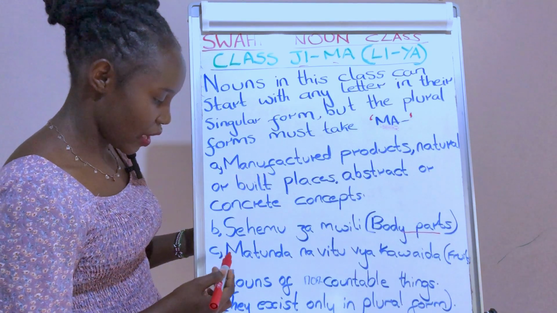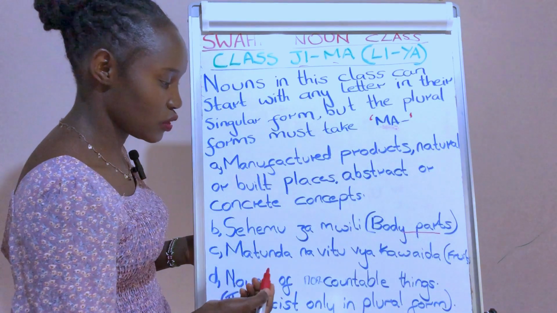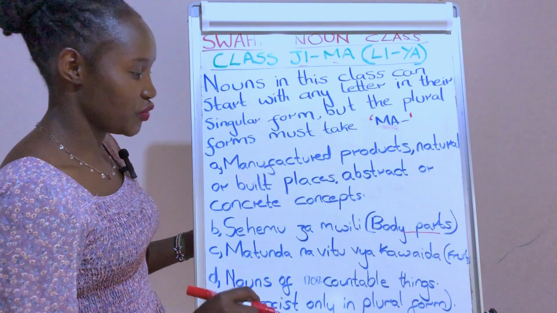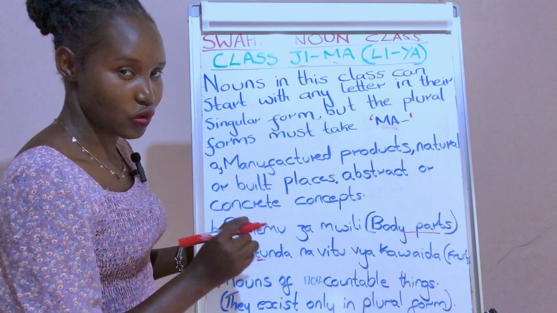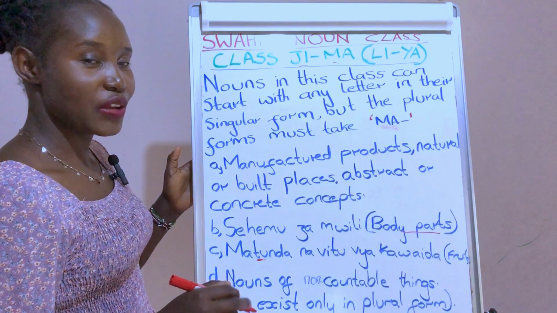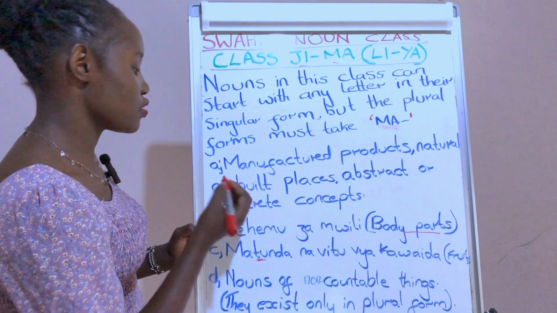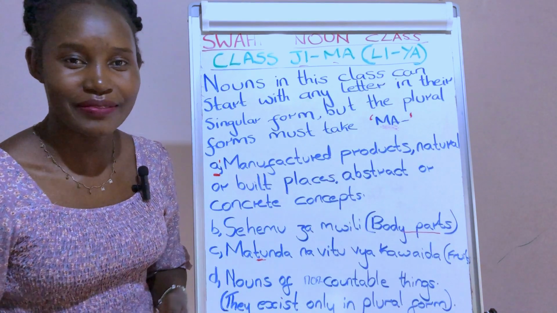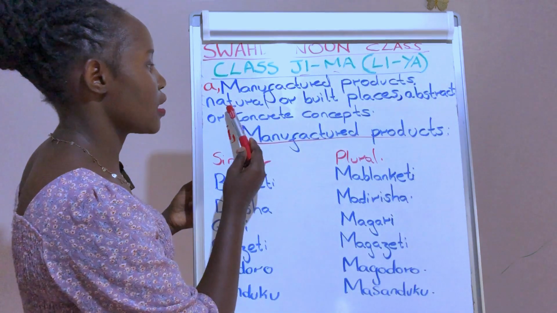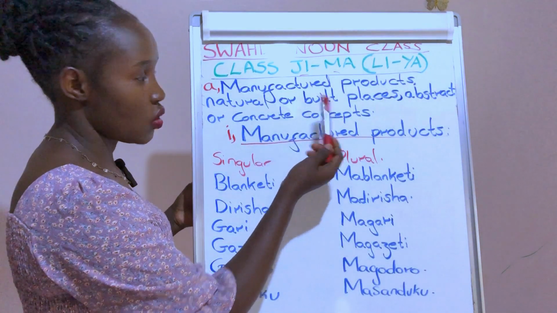And then group C, we have matunda na vitu vya kawaida. These are fruits and other normal objects. So matunda, they are fruits. They are also found in this group, some of them. Let's head on and have a look at the nouns found in these categories. We are going to start with group A: manufactured products, natural or built places, abstract or concrete concepts.